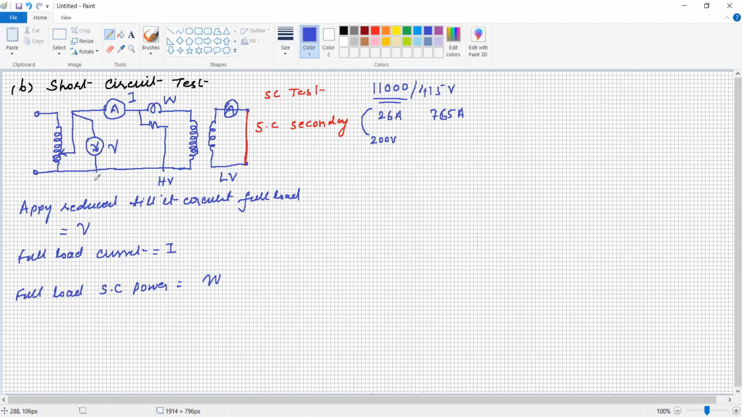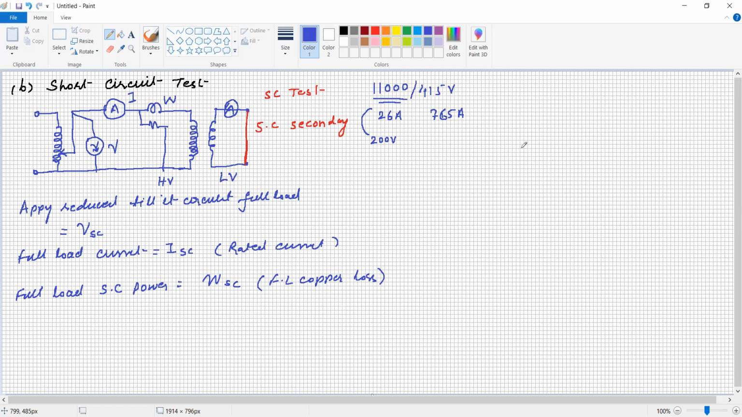Now, as it is a short circuit test, we will represent VSC as the short circuit voltage under short circuit condition, ISC as the current, and WSC as the power in the short circuit condition. So here the current is rated. We will conduct the experiment till it circulates the full load current, so rated current. The current will be rated, and here it is the full load copper loss, copper loss both in primary as well as secondary. So copper loss referred to the HV side.